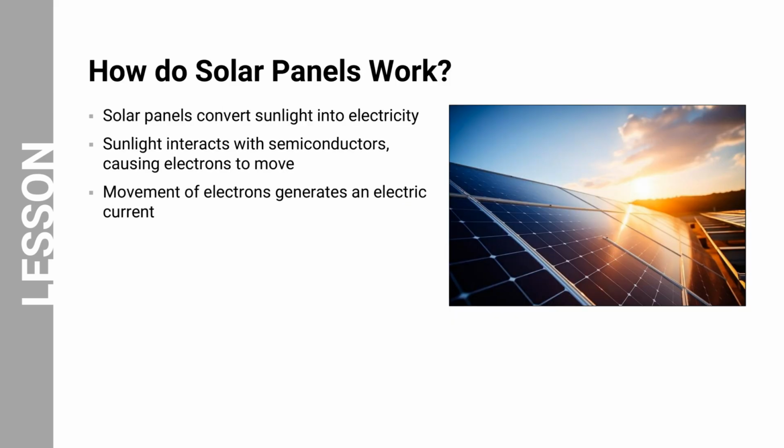How do solar panels work? Solar panels use light from the sun to create electricity. When sunlight hits special materials called semiconductors, it causes tiny particles called electrons to move, creating an electric current. The panel uses two different types of materials that help electrons flow and generate power.